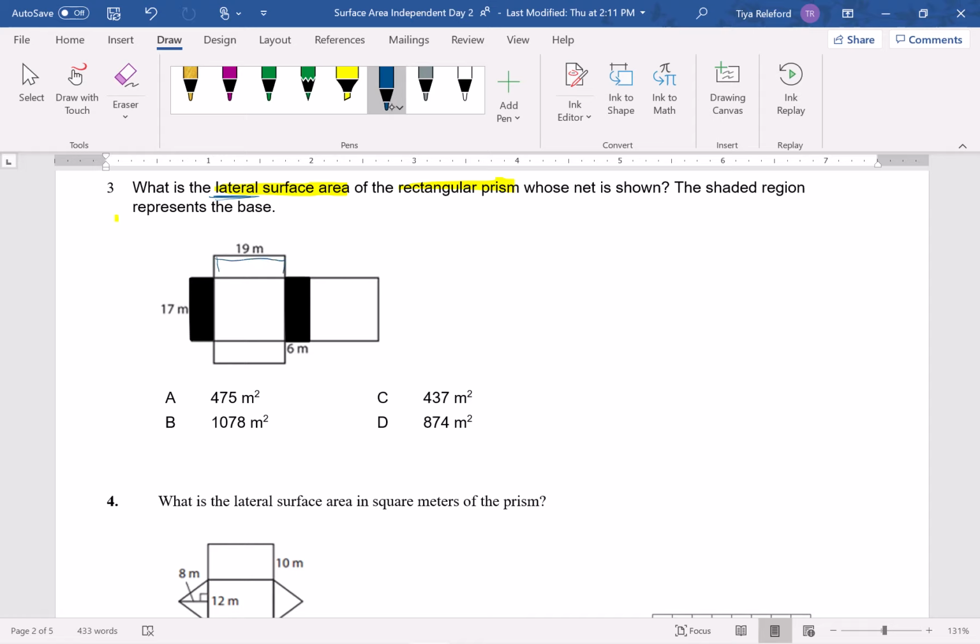So if I start with my first base is 19 and the height is 6. Now I know the height is 6 because this one is 6, which makes this 6. And remember, they fold into each other. That area goes in both of the blue rectangles.